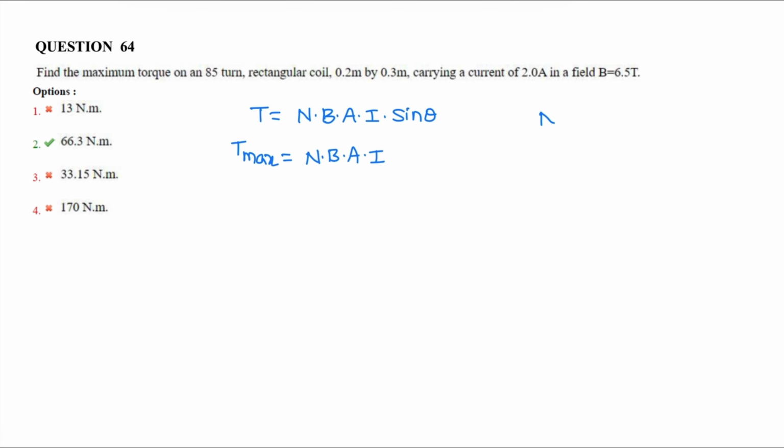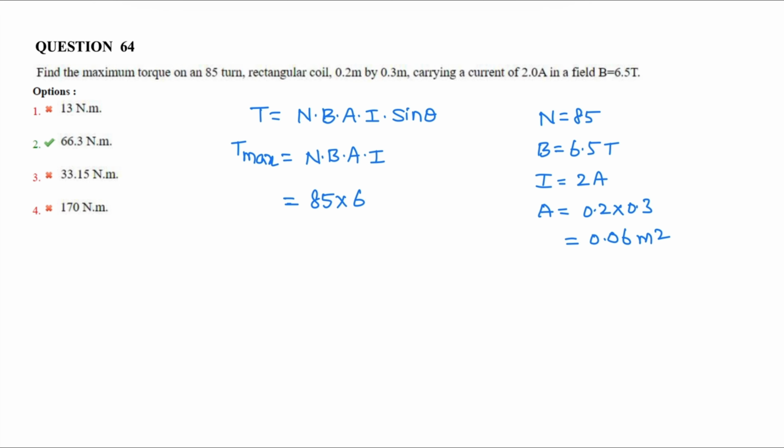Here the number of turns is 85, magnetic flux density B is 6.5 Tesla, and the current through the coil is 2 amperes. Area of the coil is 0.2 meter by 0.3 meter, that is 0.06 meter square. Substitute the values in the given formula: 85, magnetic flux density 6.5, area 0.06, and current is 2.